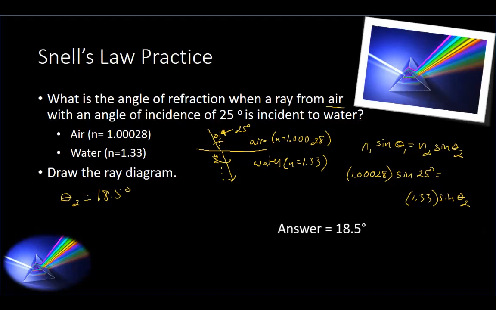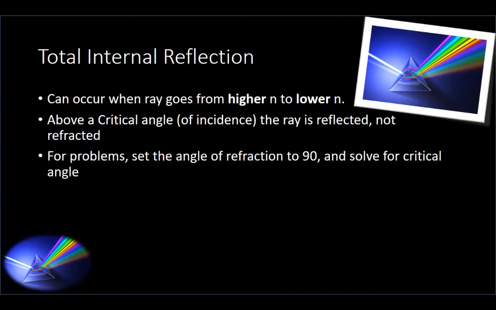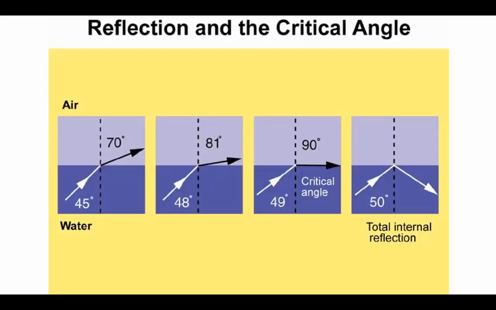Okay, all right. So the next example that I want to highlight for you is total internal reflection. This can occur when the ray goes from a higher N into a lower N material. Above a critical angle, the angle of incidence, the ray is reflected and does not refract. So instead of bending, it just bounces back inward. For problems like this, you need to set the angle of refraction to 90 degrees and solve for the critical angle. Let's take a look at what that looks like.